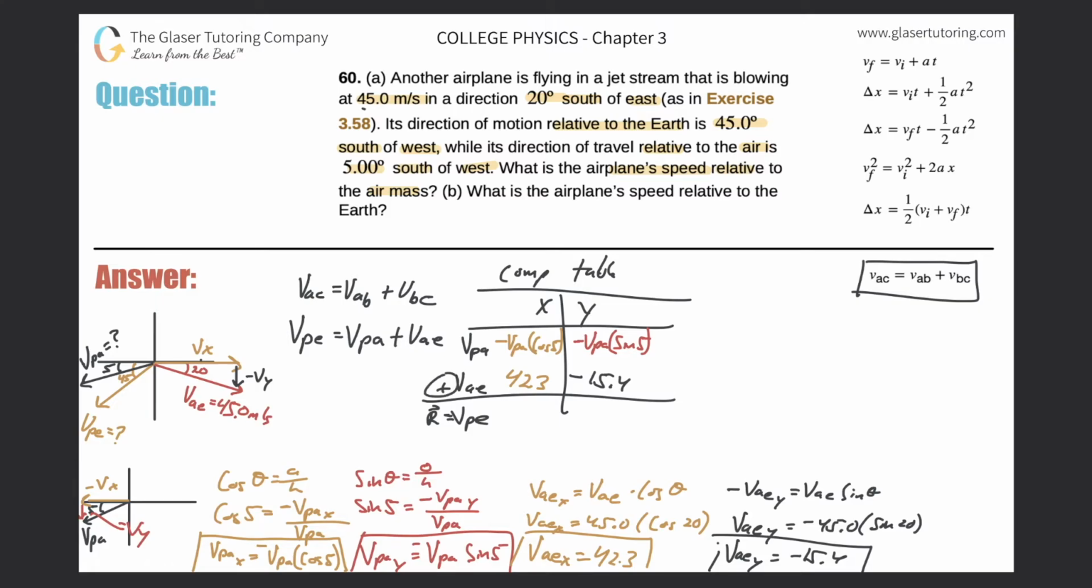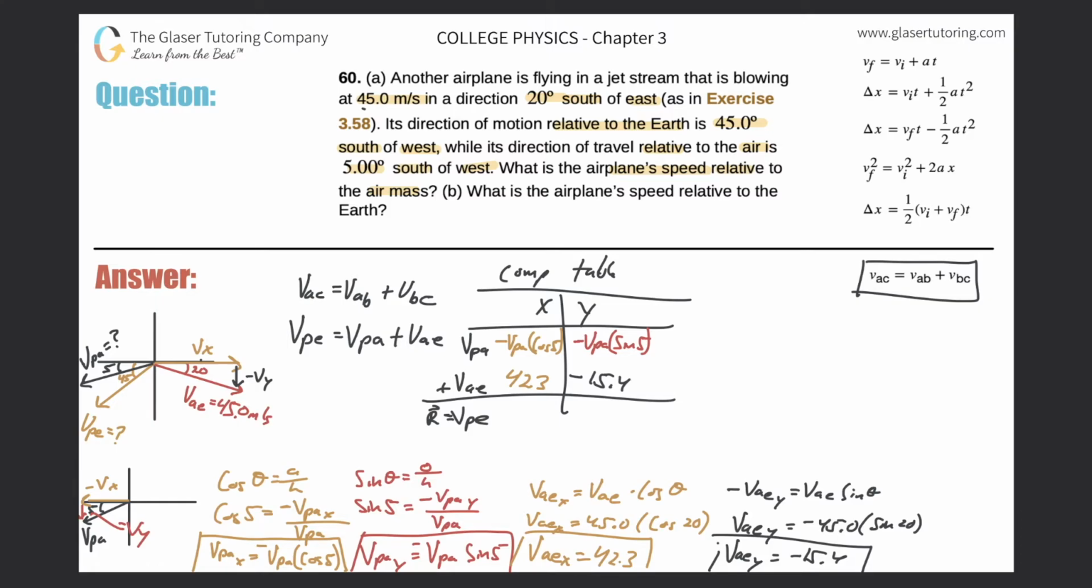Normally we would just add these two together and get the value here, but I'm not going to do that yet because, why? Well, they gave me an angle of my resultant vector of 45. So what I'm going to do now is break this vector up into its components and place those components in the table. All right, so let's do that.